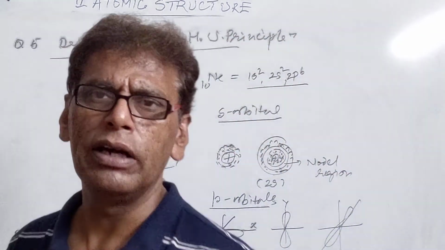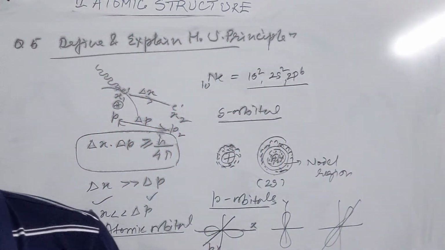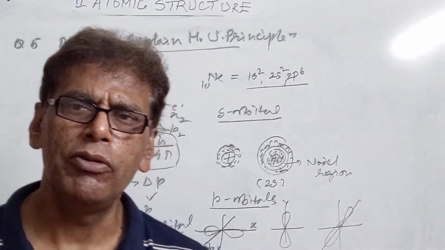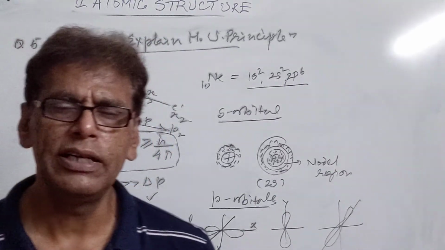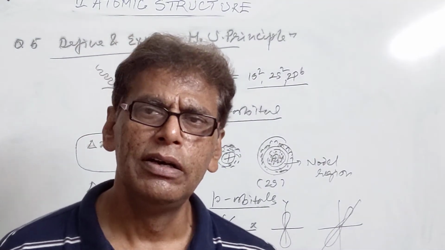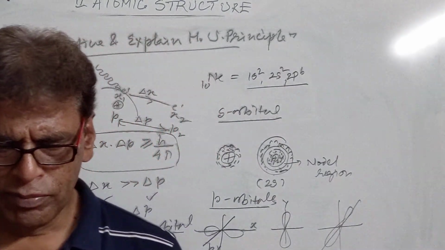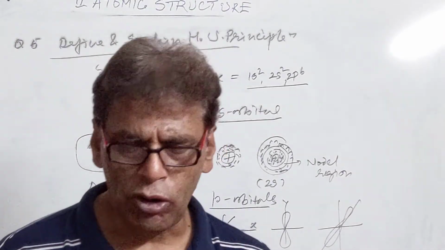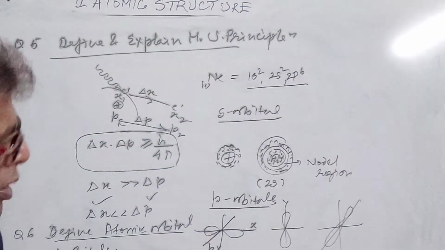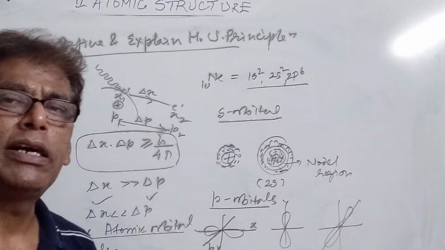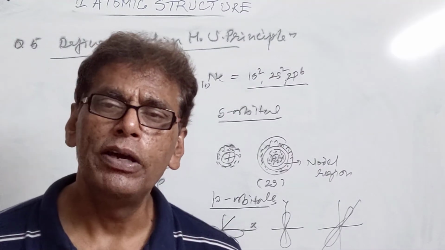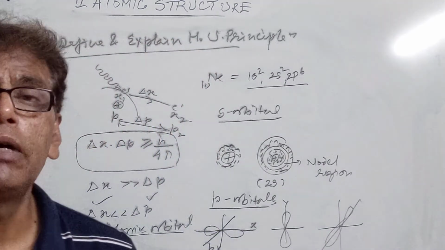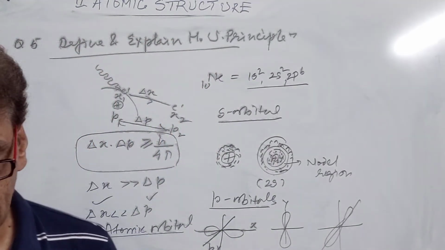Now we will do the difference between orbit and orbital. As we know, an orbit is a circular path around the nucleus. It is also called an energy level or principal energy level, or it is called a shell. Then an orbital is a 3-dimensional region around the nucleus where the probability of finding an electron is maximum. Orbits are represented by K, L, M, N, O, P or 1, 2, 3, 4, 5, 6, while orbitals are represented by S, P, D, F designation.